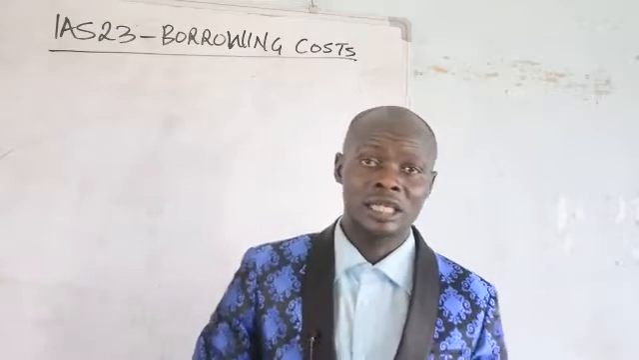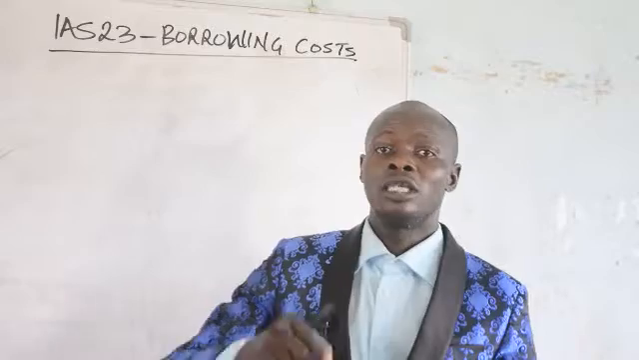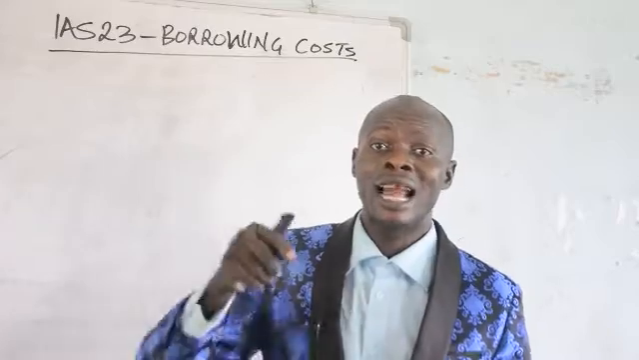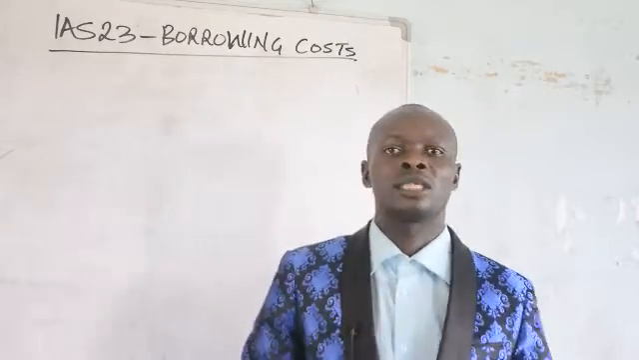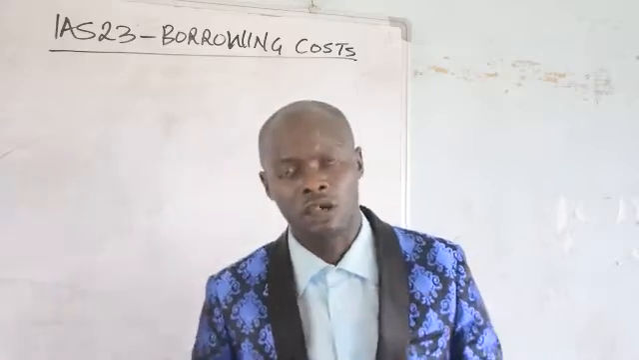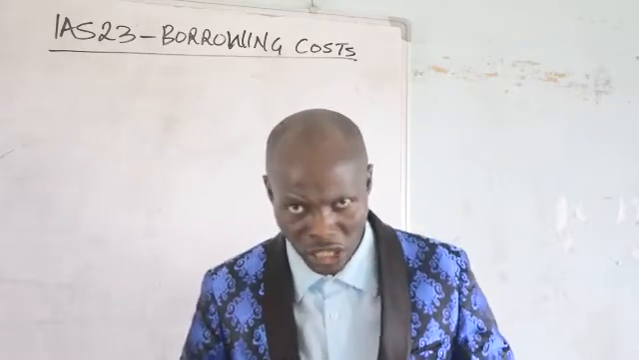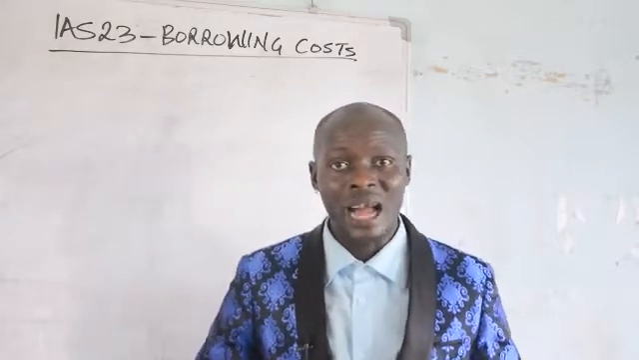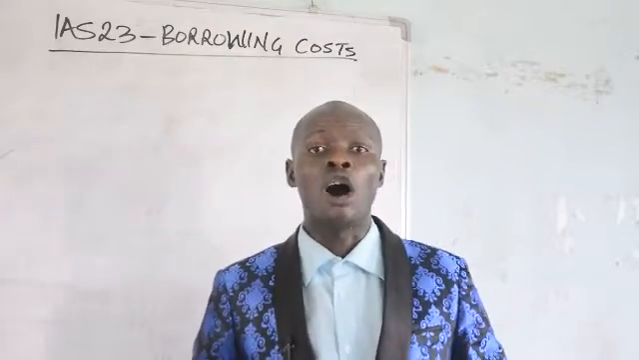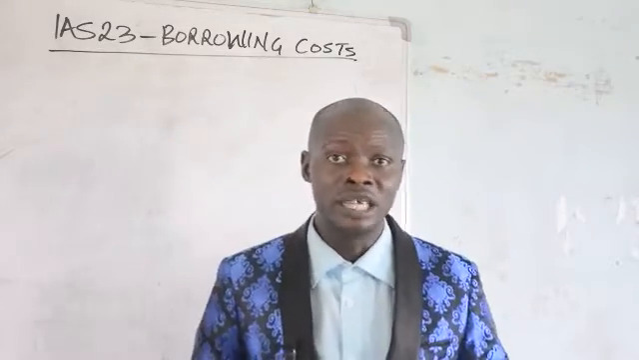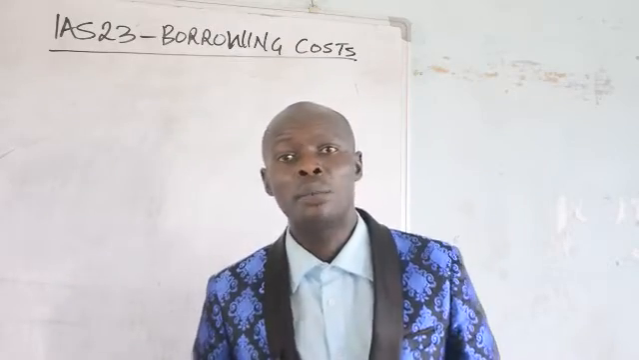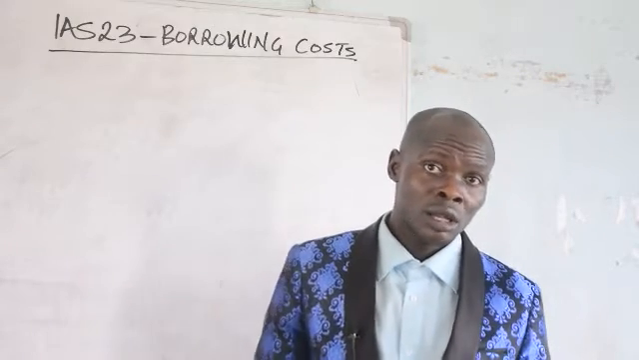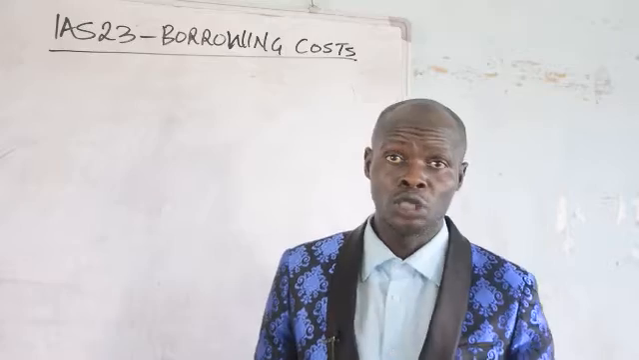That is, interest that relates to the acquisition, construction, or production of qualifying assets should be capitalized. That is the major principle. Other borrowing costs should be expensed. That is, if the borrowing cost doesn't relate to the production, construction, or acquisition of an asset, you should charge it as an expense.